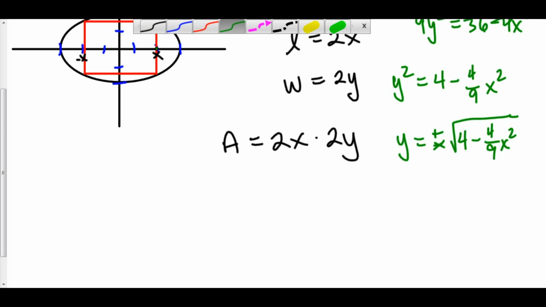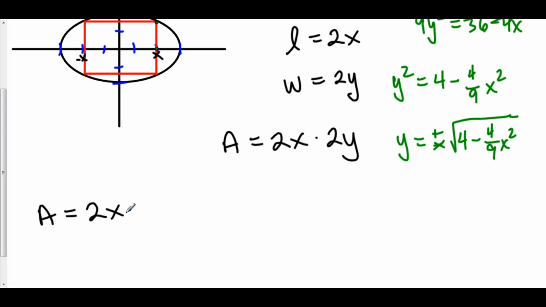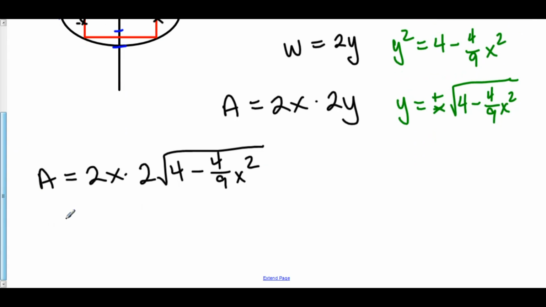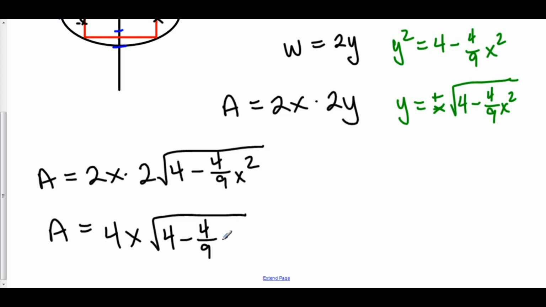Let's plug that in. That's horrible. A is equal to 2x times 2 times the square root of 4 minus 4 over 9 x squared. Let's clean this up a little bit. The area of this rectangle is 4x times the square root of 4 minus 4 over 9 x squared. And at this point, we're going to perform our first derivative analysis on the area function.